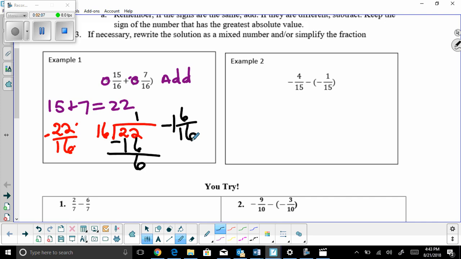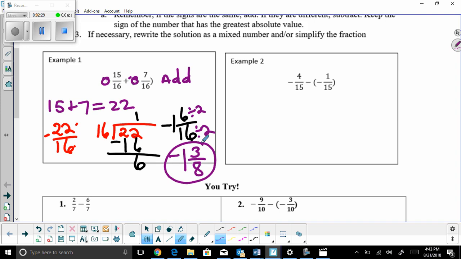However, I can still simplify that further because 6 and 16 are both even numbers. They can both be divided by 2. So when I do that, my final answer is negative 1 and 3/8. It is proper to convert to a mixed number and simplify. You want to make sure you do both. All right, so now let's move to example 2.